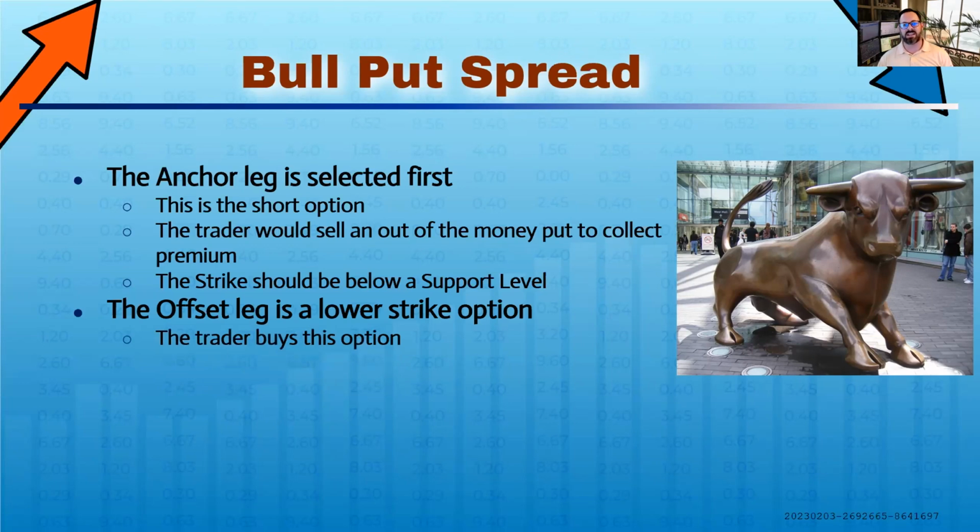Again, we're offsetting those deltas or thetas or vegas, the Greeks. And we do this also to lower margin requirements. We are using this option that we buy, or a trader would buy that option, to reduce the risk from the one that they sold.